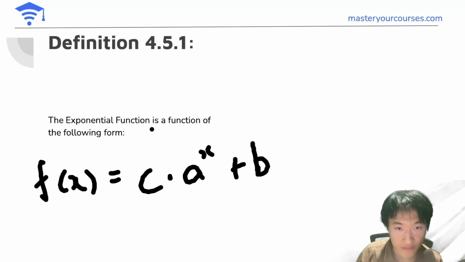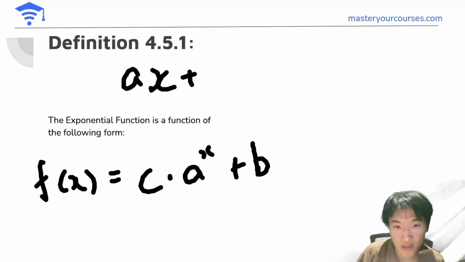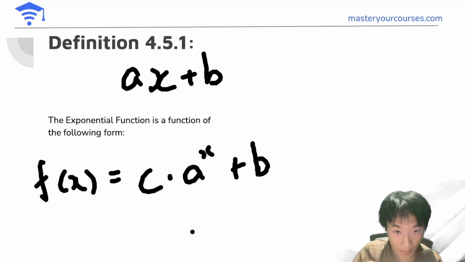So it kind of looks like a linear equation, if you remember the ax plus b, like this. But instead of a just being a coefficient, now it's actually the base of an exponent, and x is the exponent here. And we add c as a constant, as a coefficient of the a to the power of x value.